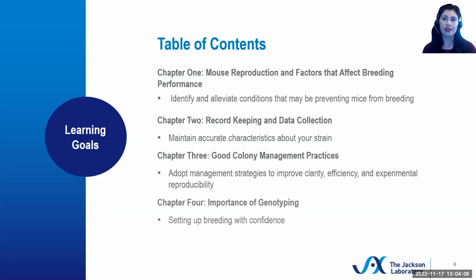We will talk first about mouse reproduction and the reproductive milestones and a mouse's reproductive timeline. Then we will discuss breeding performance, including genetic and environmental factors that can influence it. Third, we'll talk about data collection and good record keeping. And then finally, we will discuss the role of genotyping in maintaining your colony.